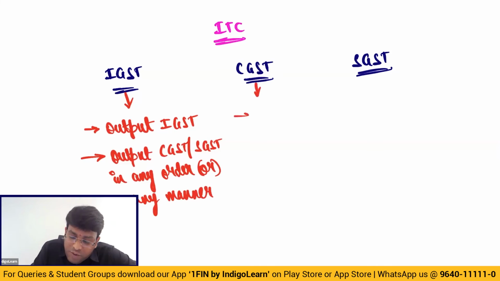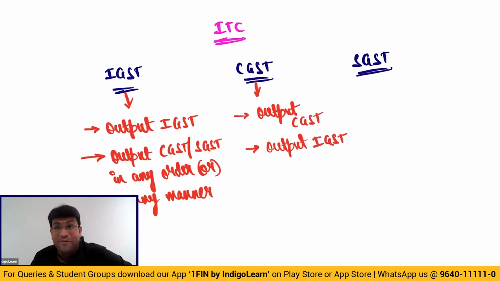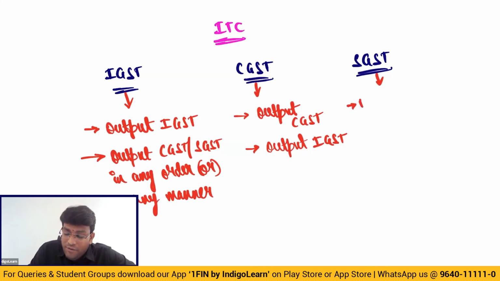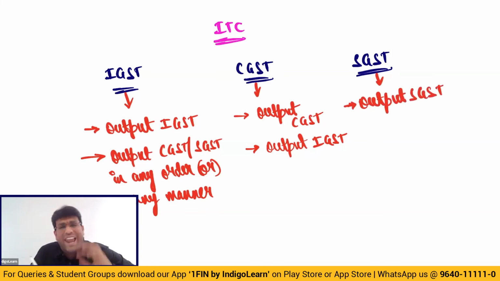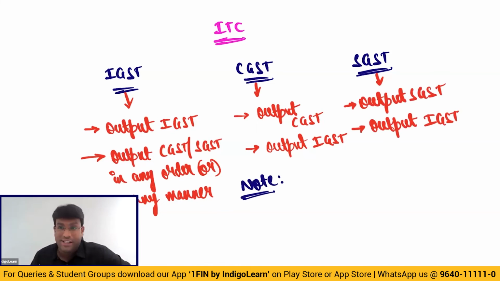But whereas input CGST is to be first used for output CGST, then for output IGST. But you can't use it for SGST, guys. SGST is to be first used for output SGST. First, the same tax is to be set off, guys. First, always the same tax is to be set off. Next for output IGST. But here, there are two important points to be kept in mind while doing set off.